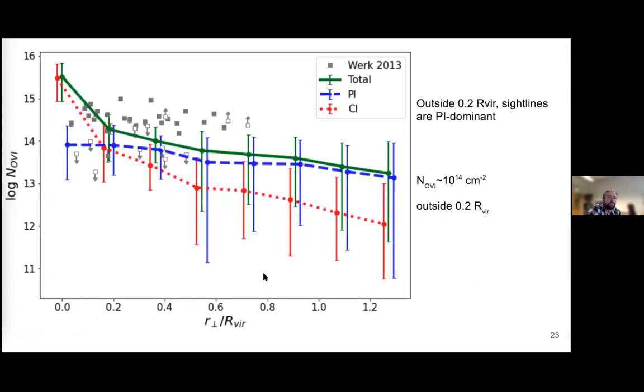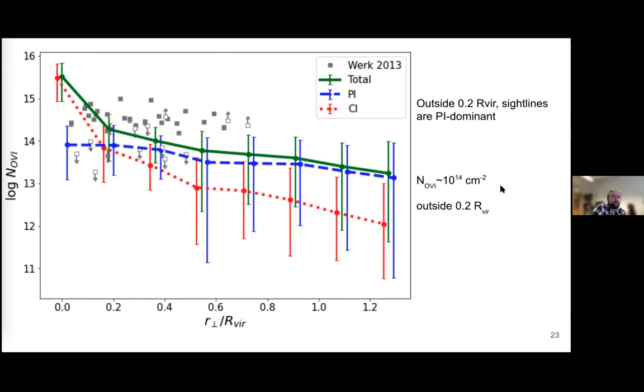Here's a more quantitative view of that same thing. In this case, it's the median sightline oxygen 6 column density as a function of impact parameter. So what we're showing here is the amount of oxygen 6 that you see as a function of how far away the sightline is. And what we see is that on the inner part of the CGM, the sightlines go through gas that is mostly collisionally ionized. The green line is the sum of the blue and the red. On the inner part, the red line is where most of the green line comes from. On the outer part, it almost all comes from the blue line. So the collisionally ionized gas drops off really rapidly as you go out, and the photoionized gas stays pretty constant.